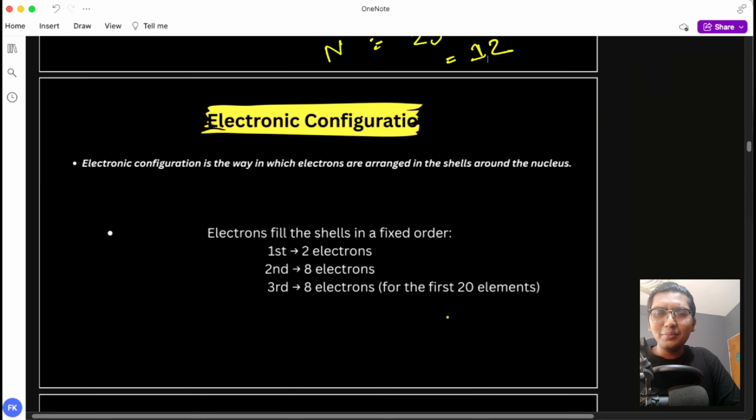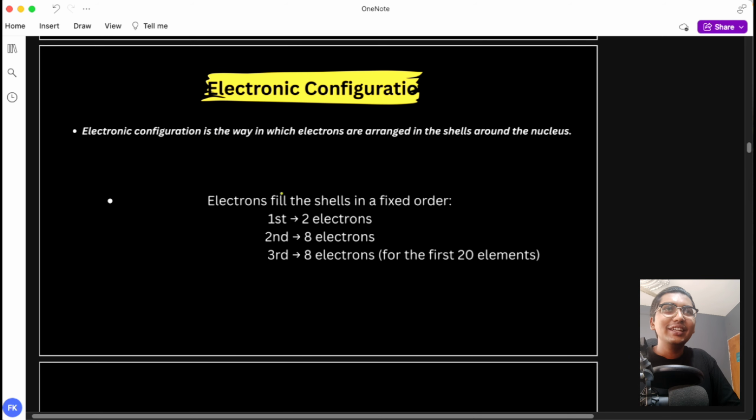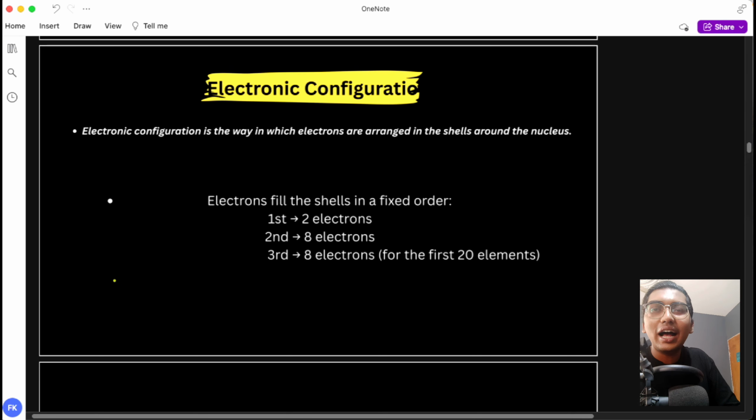Now we're going to learn about electronic configuration. Electronic configuration is the way in which electrons are arranged in shells around the nucleus. Sounds complicated, right? But it's very easy. They wouldn't ask you for a definition of electronic configuration in O levels, but it's okay to learn it, just understand it. Let me explain it simply. Electronic configuration is simply how the electrons are arranged in the shells.